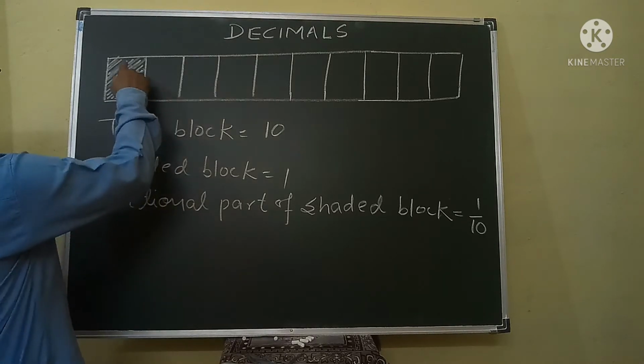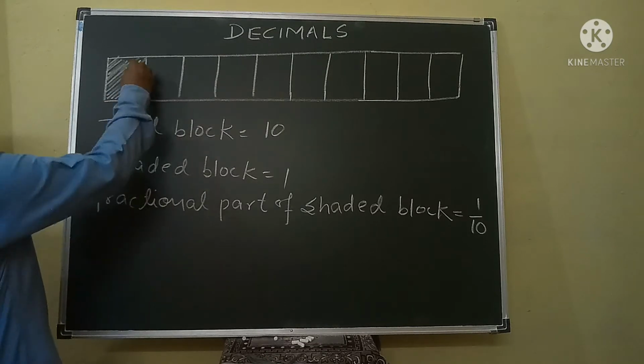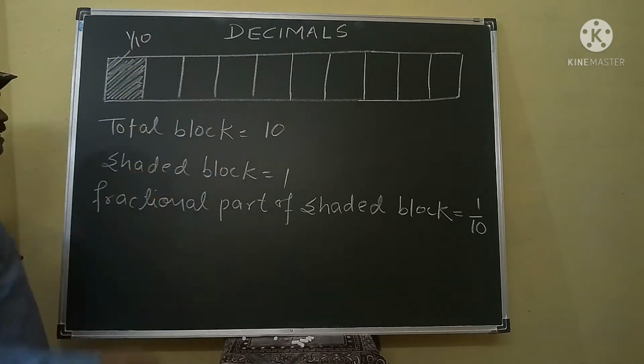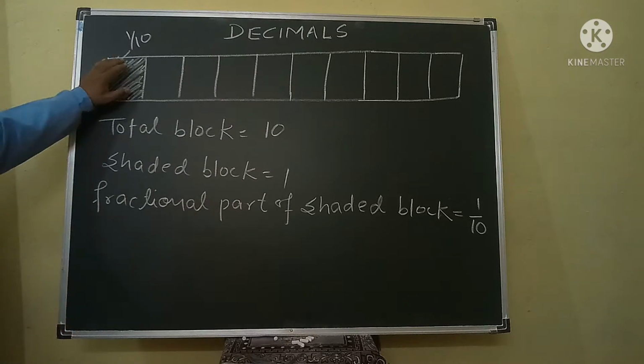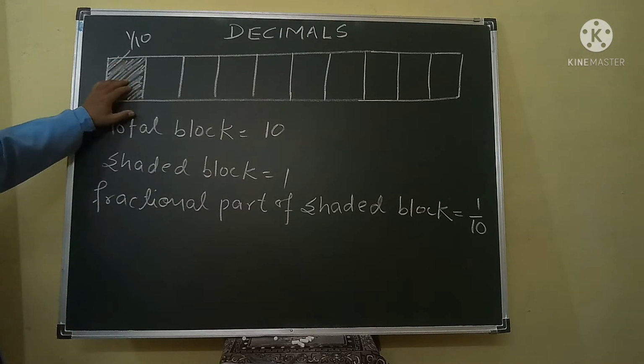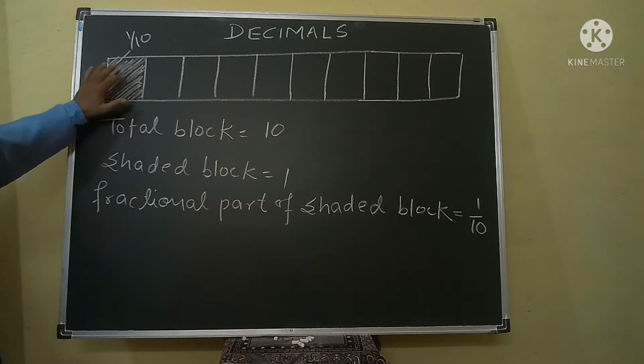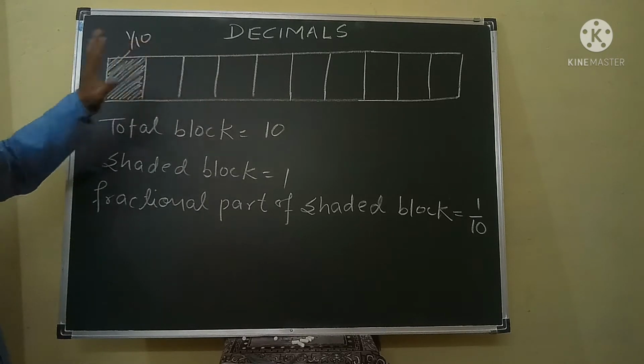That means this is 1 upon 10. That means the first block is shaded. So the value of the shaded block is 1 upon 10.